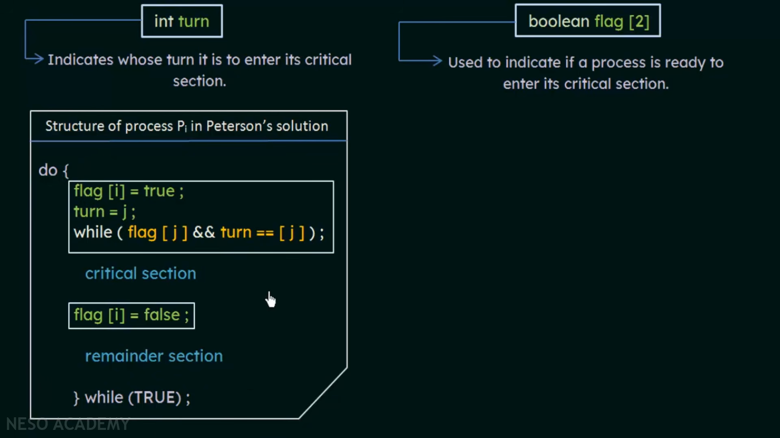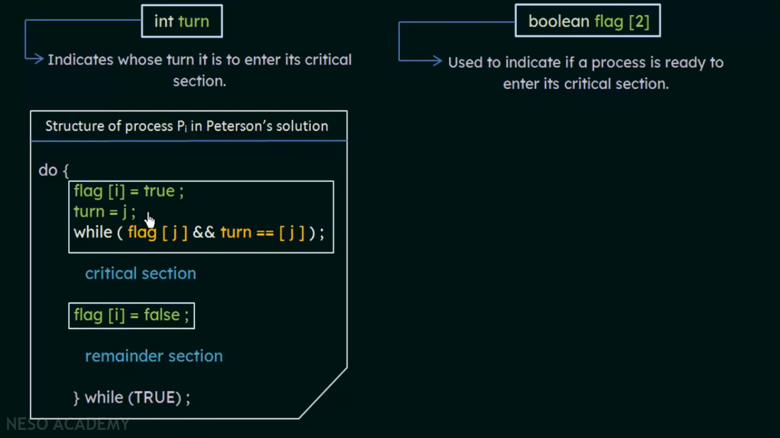So this is the code. You need to have a basic understanding of how the code works. Here we have a do while loop and all the executions are happening within this do while loop. Alright, so let's say that process Pi wants to enter its critical section. What will it do? It will set the flag of i equal to true. We saw that flag is used to indicate if a process is ready to enter its critical section. So flag of i equal to true means process Pi is ready and wants to enter the critical section. Then what does it do? It sets turn equal to j.